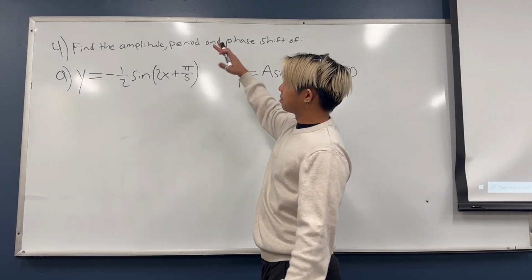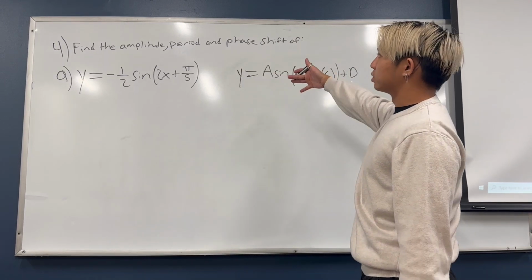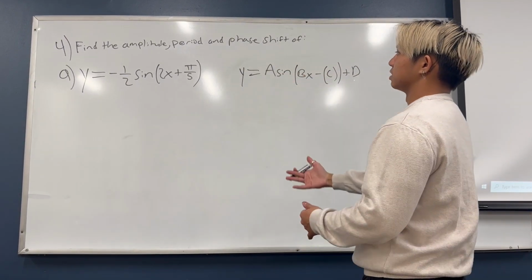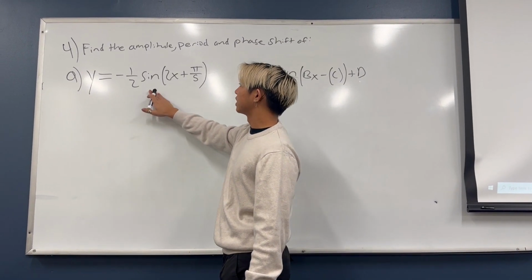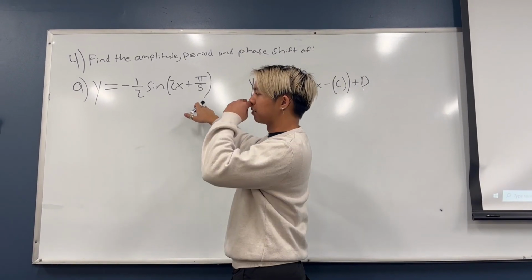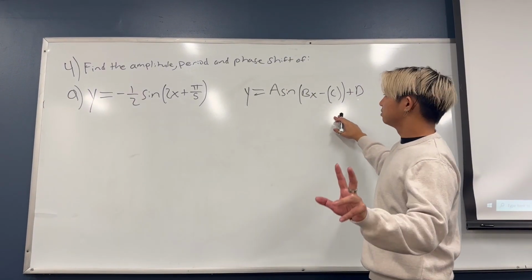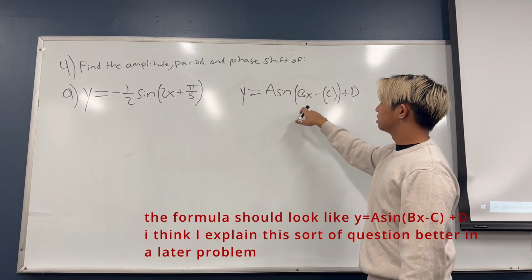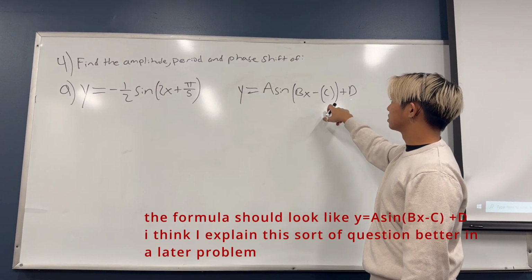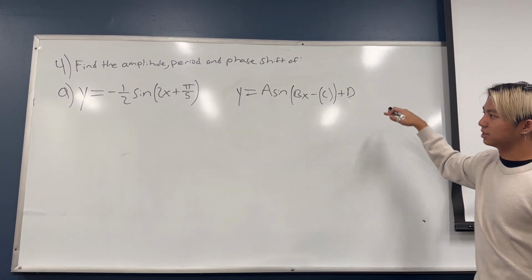So here we have problem 4, part A. Here we're told to find the amplitude, the period, and the phase shift of y equals negative 1/2 sine of (2x plus pi over 5). I would start off by writing our model equation: y equals a sine of (bx minus c) plus d.